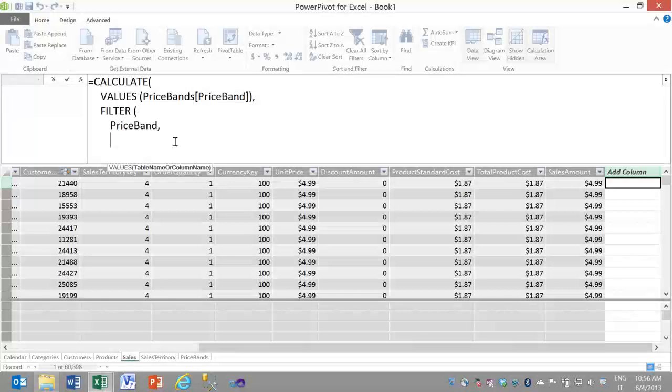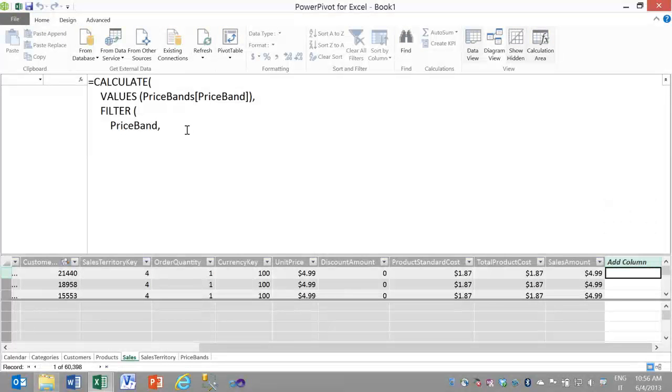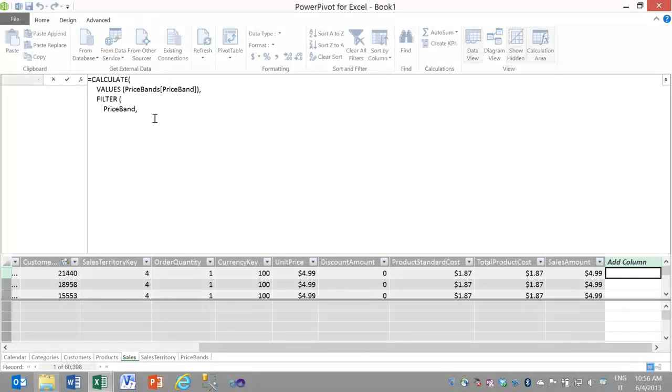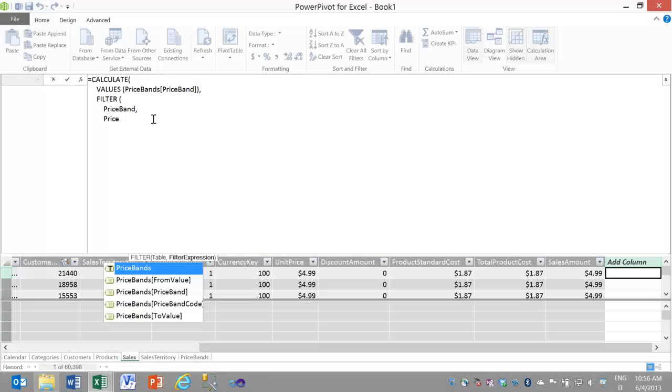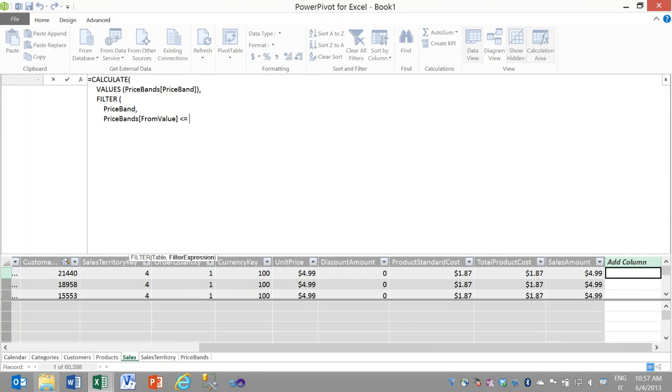searching for the only row where the price band from value is less or equal than the current value of sales unit price, and the price band's to value is greater than unit price. Price bands. Thanks.